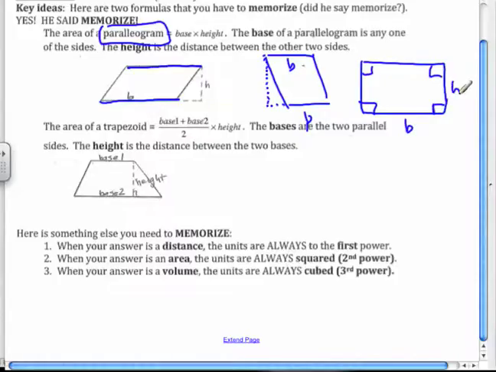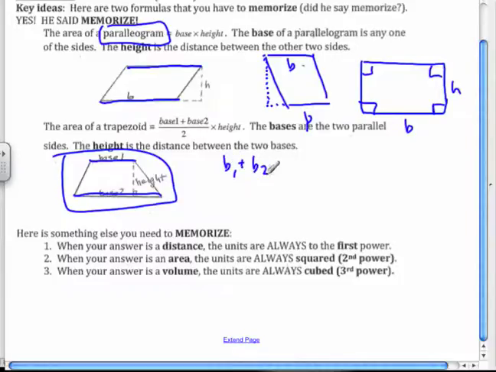Now, the thing with a trapezoid, right? I've got one pair of parallel lines. What I have to do is add the two bases together and divide by 2. I'm basically averaging them. And then I multiply it by the height. All right? So those are the two formulas that we need to memorize for this section: the area of a trapezoid and the area of a parallelogram.